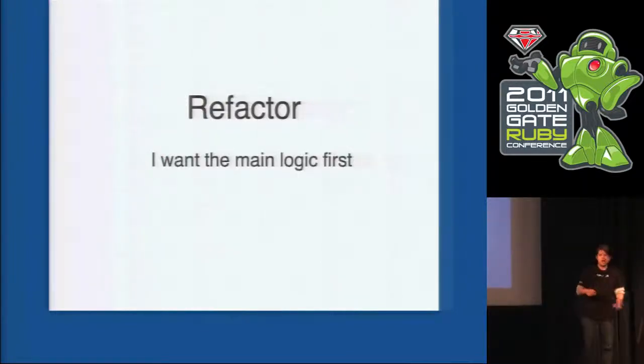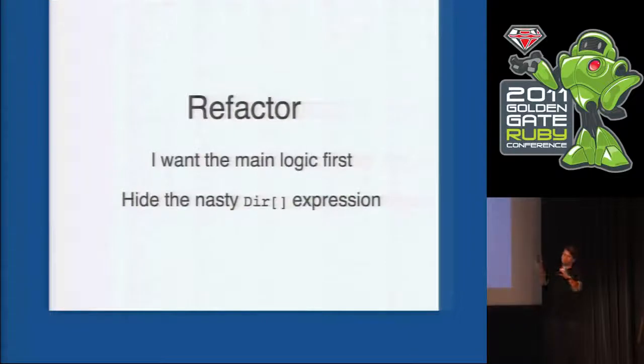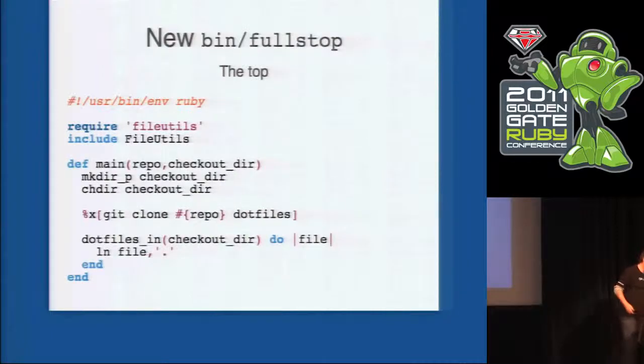So the problem is I want to open up this app and see the main logic at the top. Instead, I'm seeing a bunch of option parser crap that I don't generally care about. Further, I hate that dir regex thing. I don't want it there. I want a method that explains what that is so I don't have to look at it. So let's do that. So we'll yank out the main logic into a main method that we'll put at the very top of the file. And you can see I've killed this dir thing with a method called .filesin.